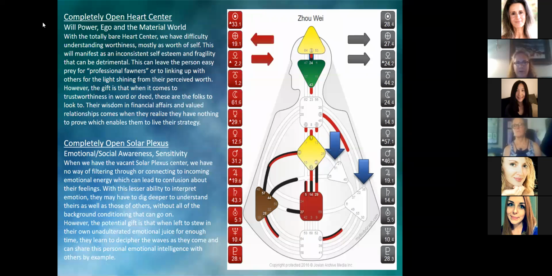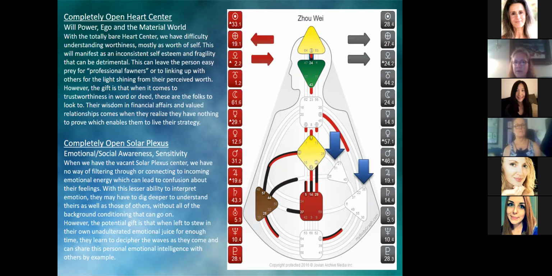You can have professional fawners or linking up with others that want to take advantage of, if you do this, you're going to be upping your ante, so to speak. And then also it leaves you open to wanting to stand next to somebody who shines a brighter light, who you feel shines a brighter light, and that's not good either. That can be difficult too. So that's the challenging side.